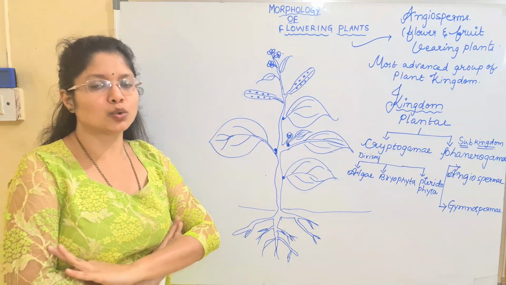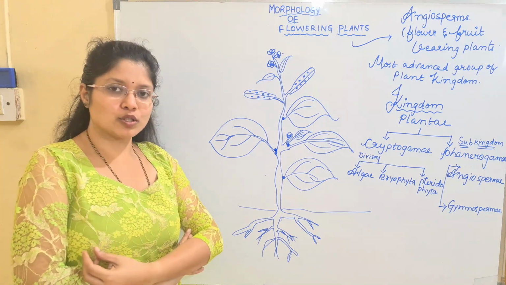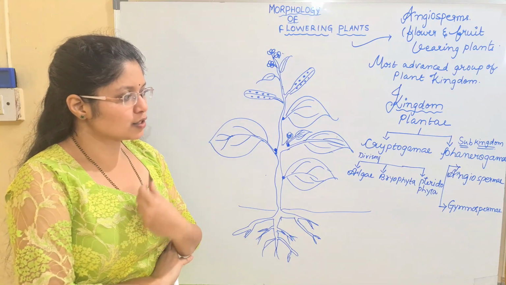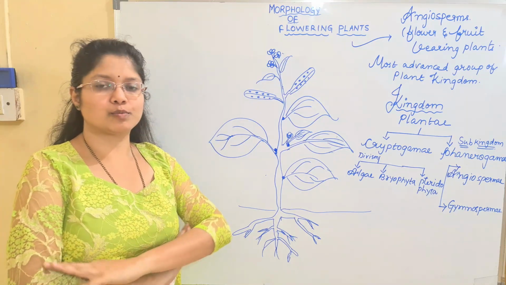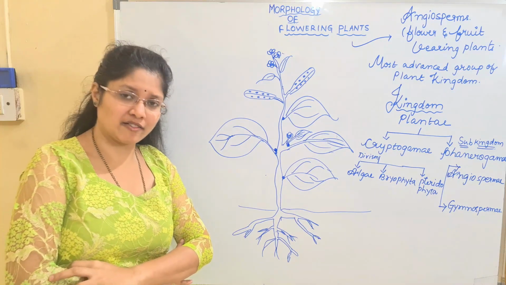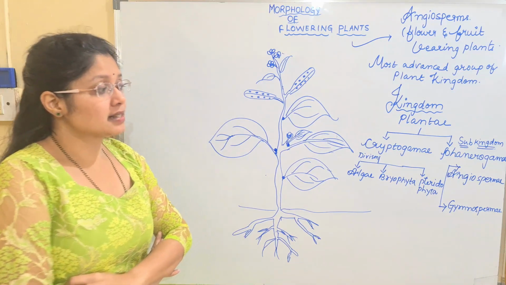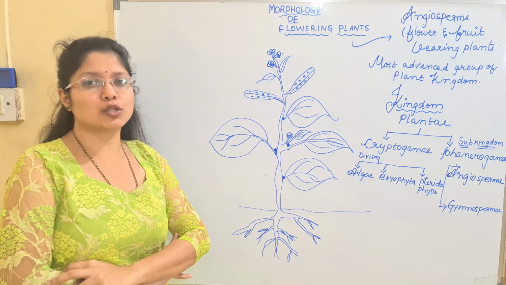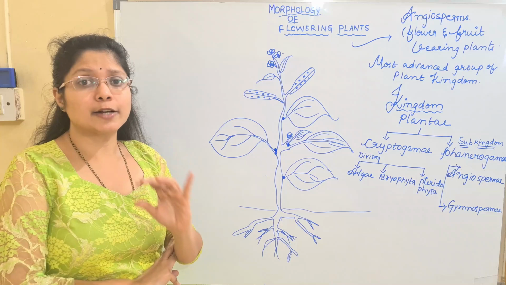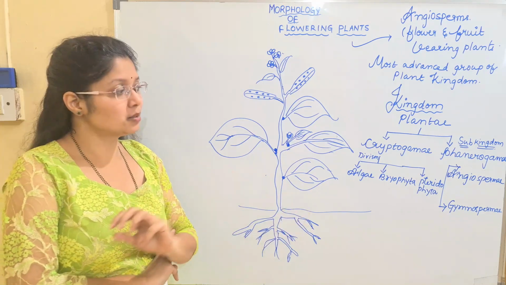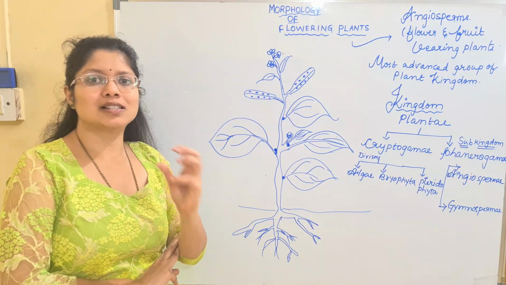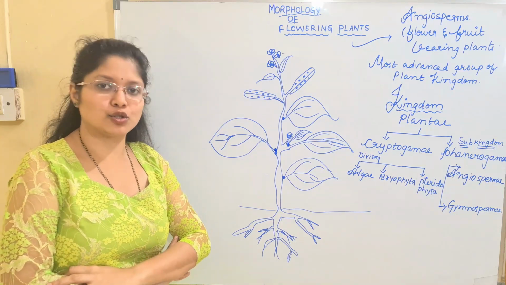Phanerogams will include two important groups. One is the gymnospermae and the other is the angiospermae. These gymnosperms and angiosperms have a common feature. Both are seed producing plants. Both have vasculature. In the case of gymnospermae, gymna means naked, sperma means seed. So naked seed producing plants are gymnosperms. Angio means covered, sperma means seed. So covered seed producing plants are the angiosperms.